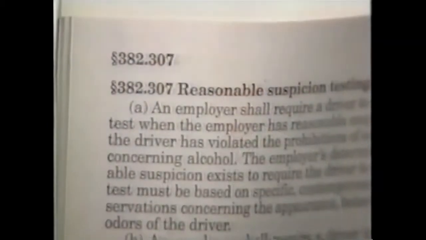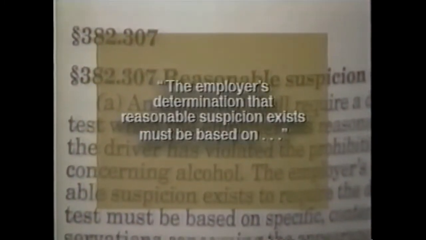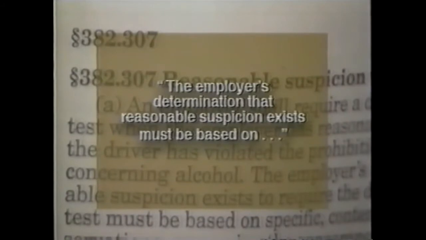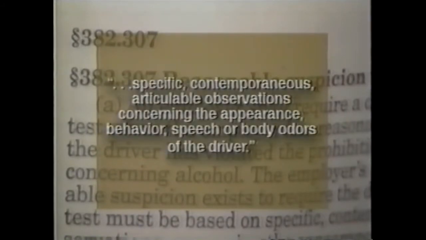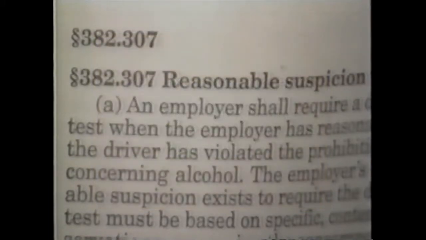It's never easy to tell someone that he or she needs to take an alcohol or drug test. But if you know the rules for reasonable suspicion testing, you'll be better prepared to handle these situations. Here's what the regulation says. The employer's determination that reasonable suspicion exists must be based on specific, contemporaneous, articulable observations concerning the appearance, behavior, speech, or body odors of the driver.